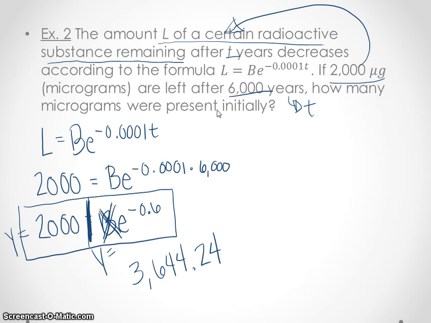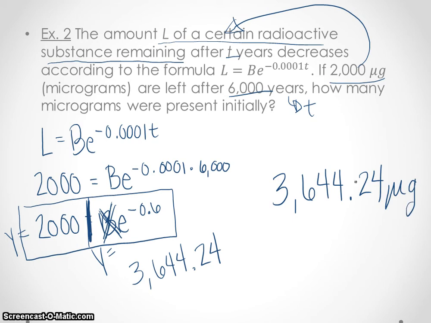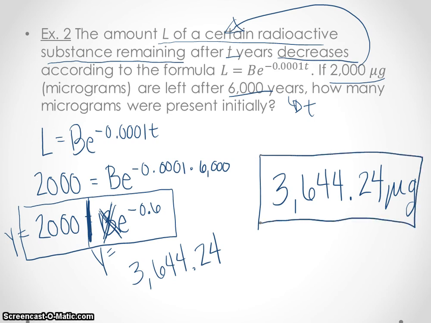Okay, and that's all the information we needed out of here. So how many micrograms were present initially? Well, we would have 3,644.24 micrograms initially. Which makes sense, because we're decreasing, so if we have 2,000 left, we should have expected that we would have started out with something higher than that, which would be 3,600. So that answer does make sense, so we're good to go.